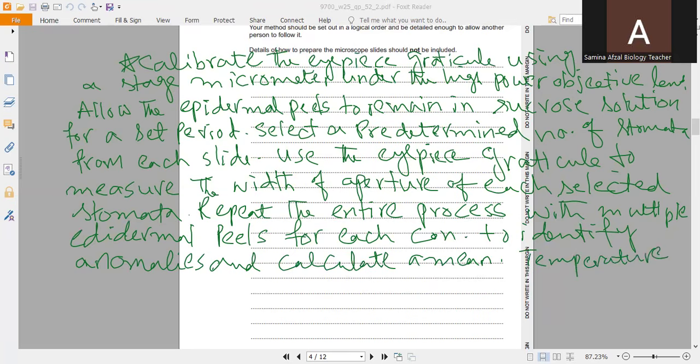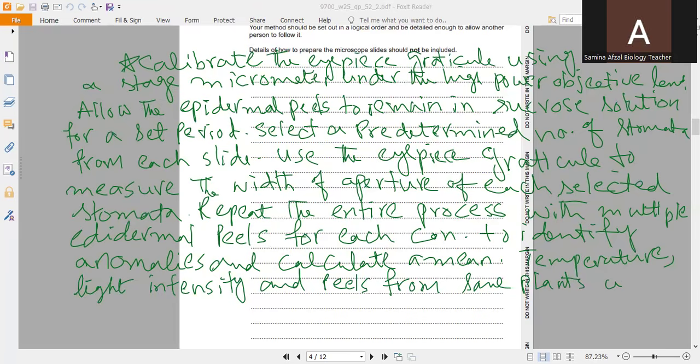Temperature, light intensity, and peels from the same plant will be the control variables.